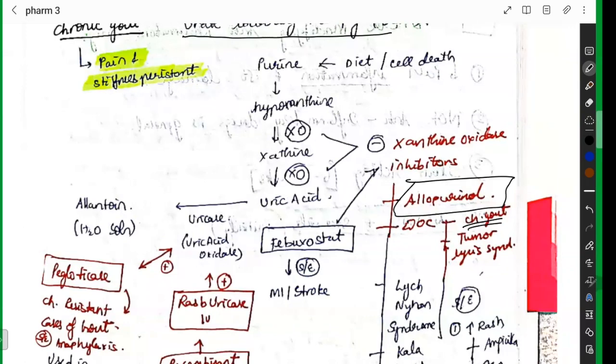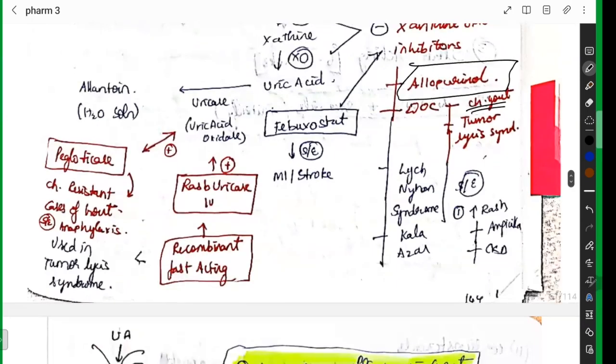Do you remember the tumor lysis syndrome which we saw in your Burkitt's lymphoma? Yes, in tumor lysis syndrome, whenever you are going to give a chemotherapeutic agent, that will lead to hyperuricemia and gout. And you have your Lesch-Nyhan syndrome. What are the side effects? Side effects are rashes, number one, with ampicillin, and your CKD. So it can lead to CKD also. And number two, Lesch-Nyhan syndrome, Kala Azar. Allopurinol is also given as a drug of choice in Lesch-Nyhan syndrome and Kala Azar.